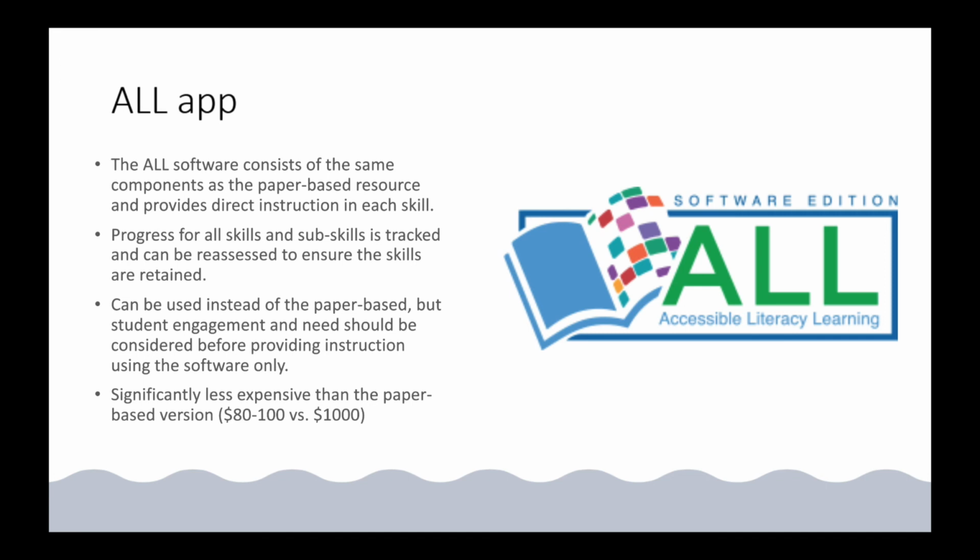The ALL software consists of the same components as the paper-based resource and provides direct instruction in each skill. Skills include letter sound correspondence, sound blending, phoneme segmentation, single word decoding, sight words, and shared reading, as we have demonstrated earlier. Progress for all skills and subskills is tracked and can be reassessed to ensure the skills are attained. For the paper-based, you would be tracking the progress by hand on the data sheets. If using the app, the progress will be automatically tracked within the app.